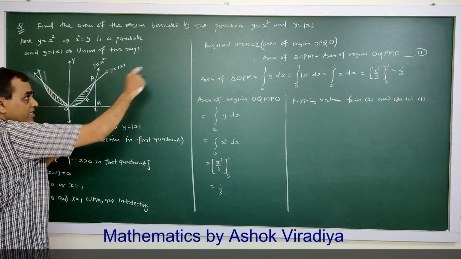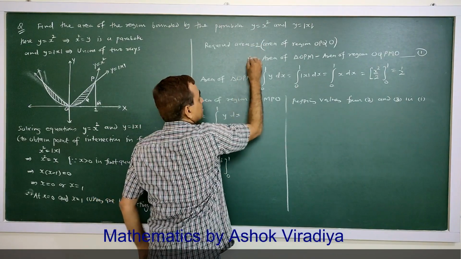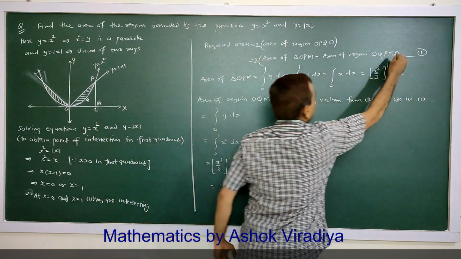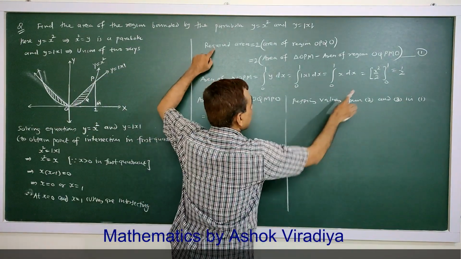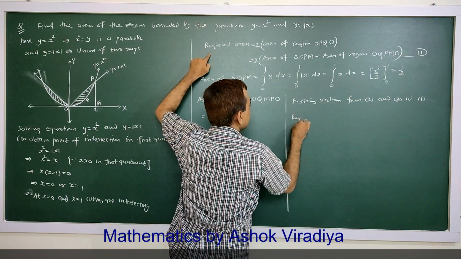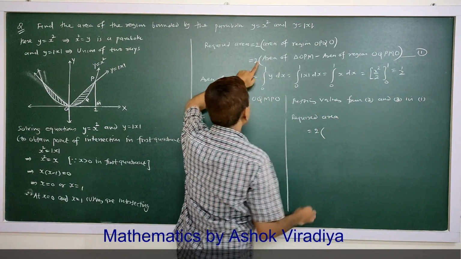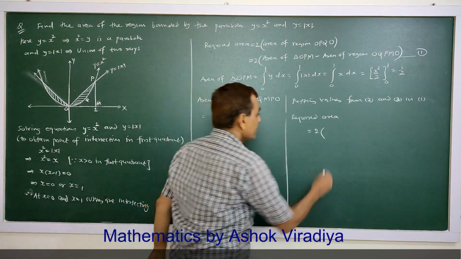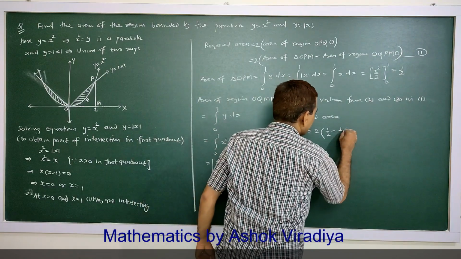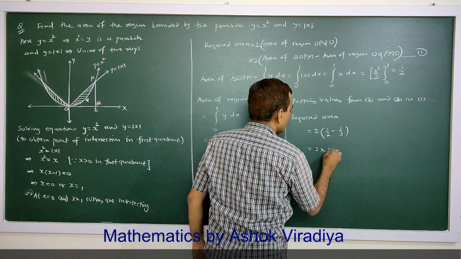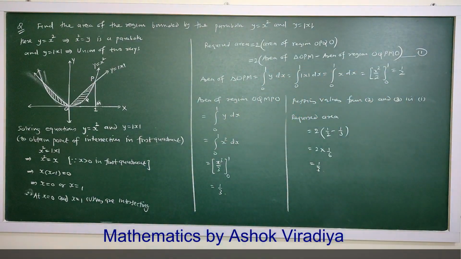So the required area is 2 times this difference, that is, putting in 1, the required area is 2 into the area of the triangle, 1 by 2, minus this, 1 by 3, so 2 into 1 by 6, so the required area is 1 by 3.